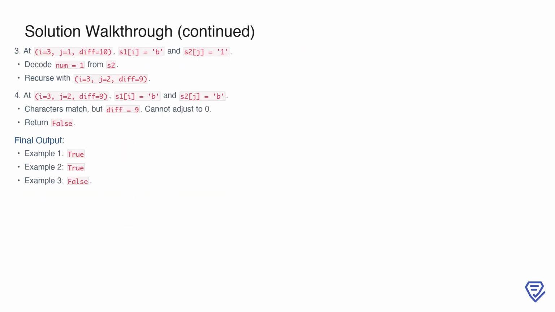At i equals 3, j equals 1, diff equals 10, s1[i] is b and s2[j] is 1. Since s2[j] is a digit, we decode it to get 1. This reduces the difference to diff equals 9, and we move to i equals 3, j equals 2, diff equals 9. At this point, s1[i] is b and s2[j] is also b. The characters match, but the difference remains diff equals 9, which cannot be adjusted to 0. As a result, we return false for this example.